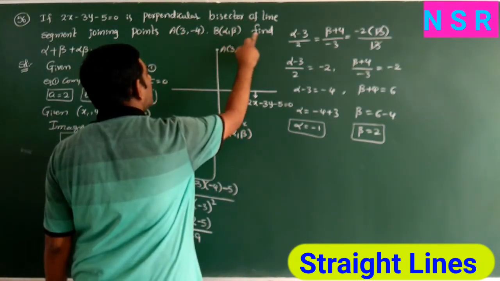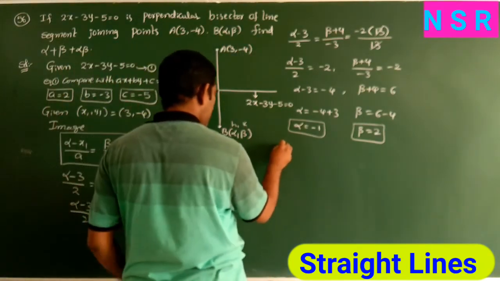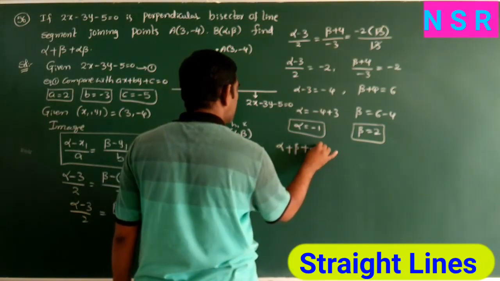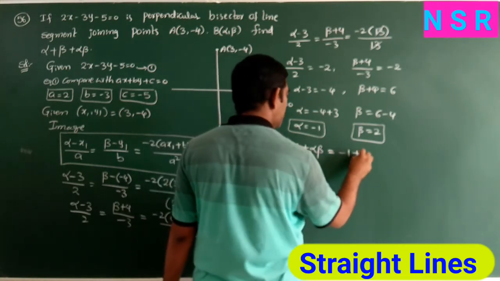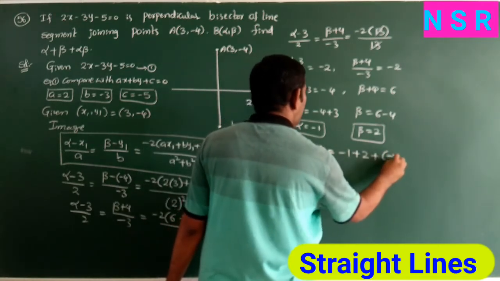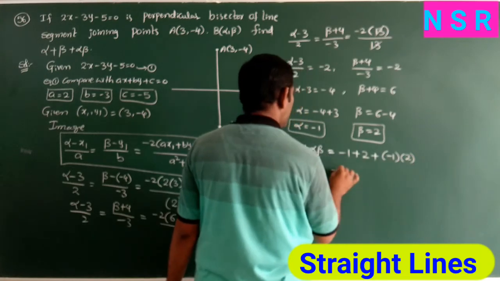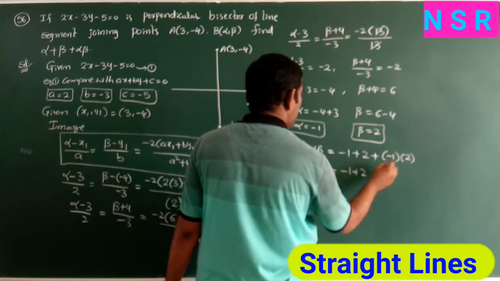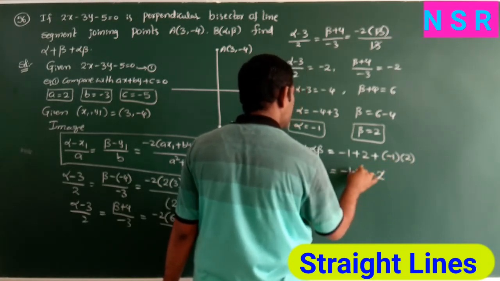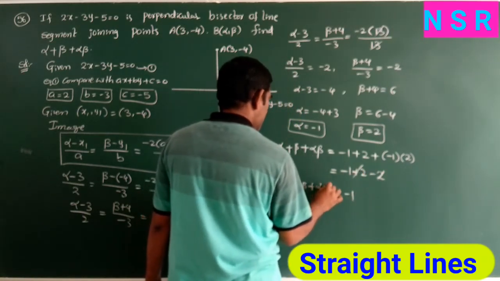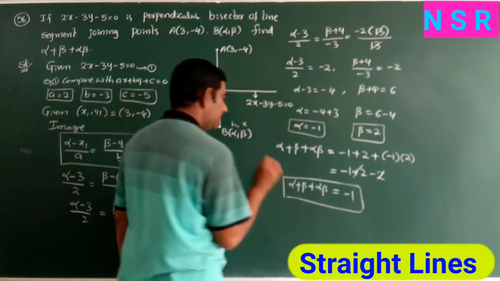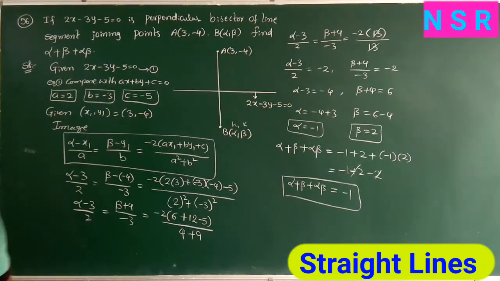After getting alpha beta, find the value of alpha plus beta plus alpha into beta. So alpha value minus 1 plus beta value 2 plus alpha into beta, minus 1 into 2. So minus 1 plus 2, minus 1 into 2 is minus 2. So plus 2 and minus 2 get cancelled. So alpha plus beta plus alpha beta value is equal to minus 1. So here B is the image of A. So that's why in this question we are applying the image formula.